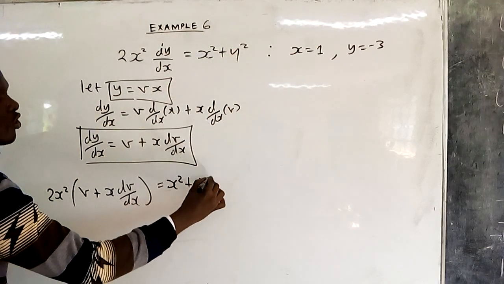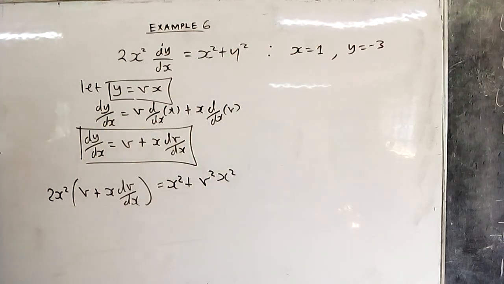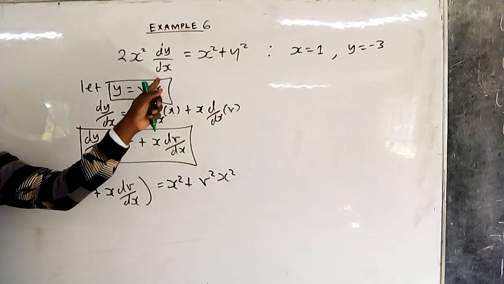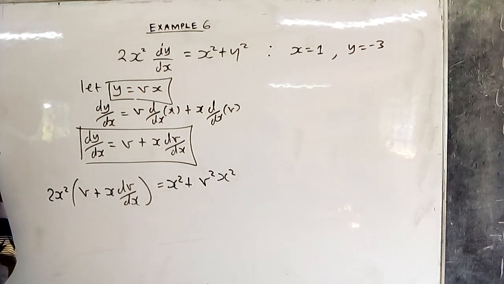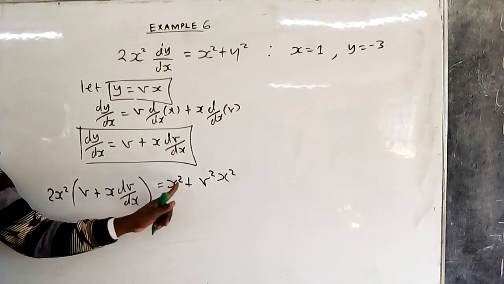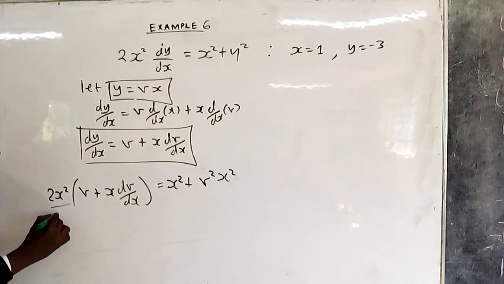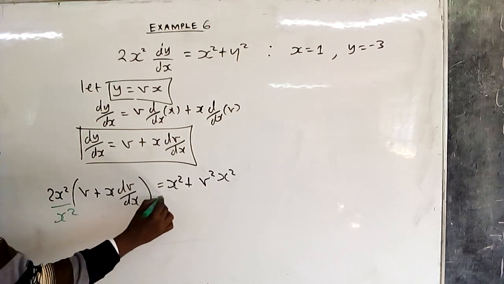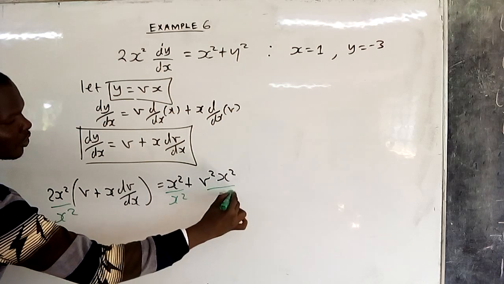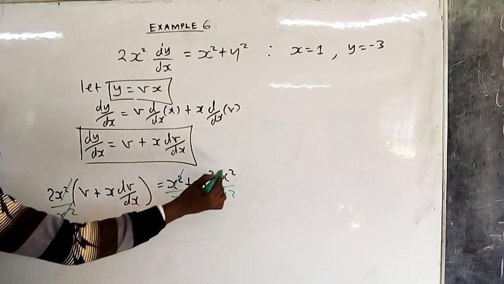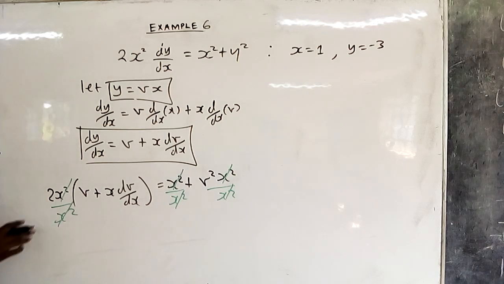meaning y squared is going to be what? v squared x squared, because if you square y, you put the square on both sides, you get v squared x squared. The square is for both v and x. So having done that, you can see x squared is common in each and every term. So we divide all through by x squared, so that goes with that, that goes with that. What do we remain with here?